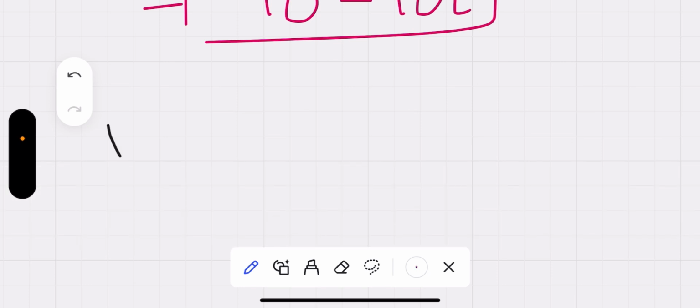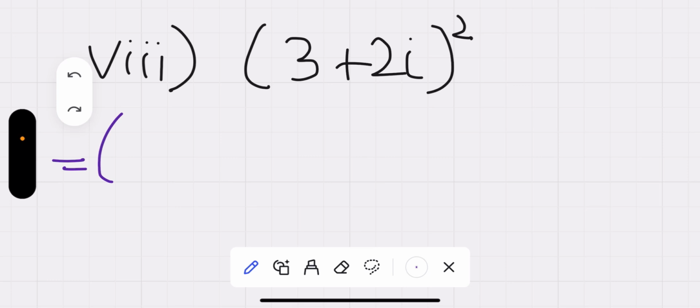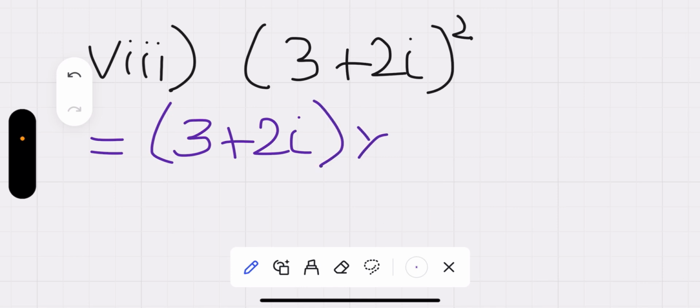Okay, next we have part number 8, (3 plus 2 iota) whole square. Okay, so there are two ways to solve this question. Since there is a square, we can either open the (a plus b) whole square formula, or we can multiply it by itself. So we shall go with the easy way. 3 plus 2 iota multiply. Since the power is 2, we shall multiply this number twice.